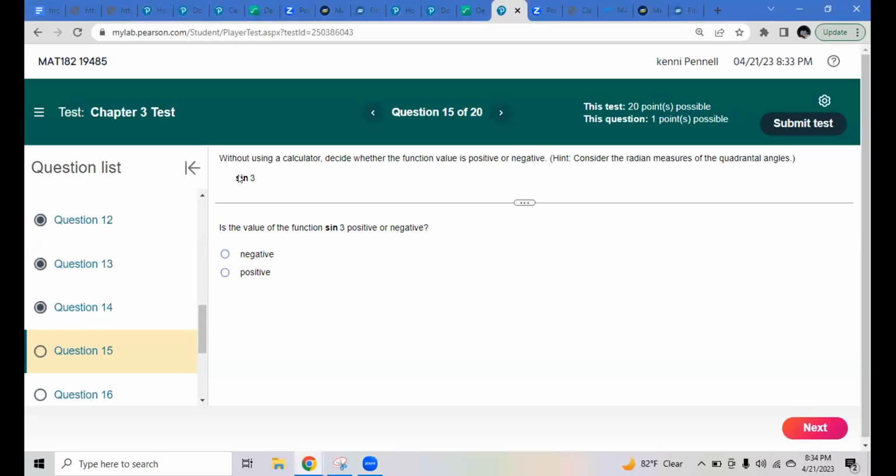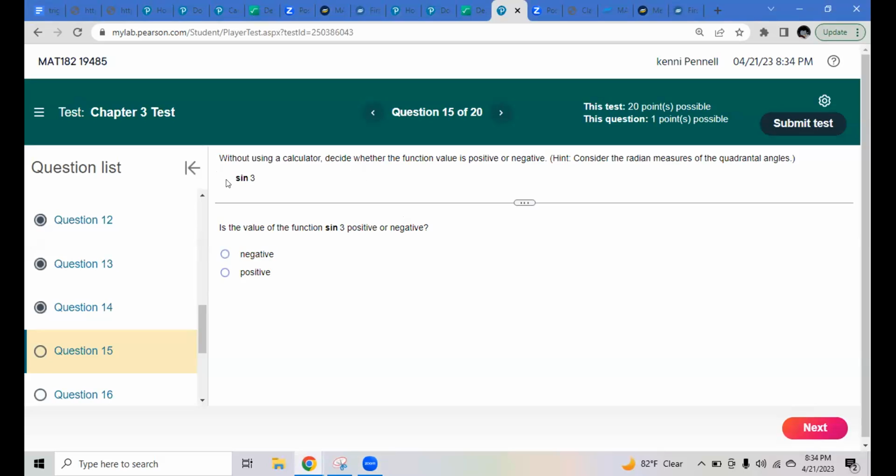It says determine if it's positive or negative. Yeah, so this is all about using your calculator. You're just going to type sine of 3 in your calculator, but your mode has to be in radians, because notice there's no degree symbol.